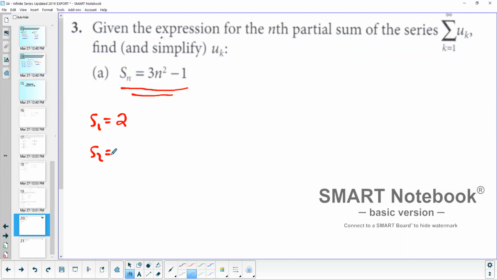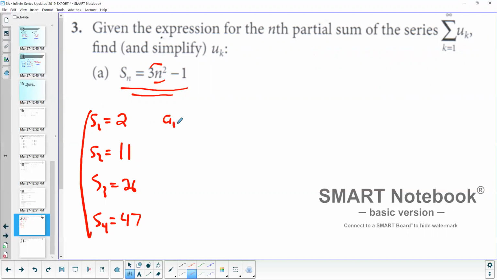Next, we find the second partial sum, which is the sum of the first two terms in the series. I do 2 squared, which is 4, times 3, which is 12, minus 1, which is 11. And then the third partial sum is 3 squared, which is 9. 9 times 3 is 27, minus 1 is 26. And the fourth partial sum is 4 squared, which is 16. 16 times 3, which is 48, minus 1, which is 47. So using these first four partial sums, I now would like to find the first few terms in the series.